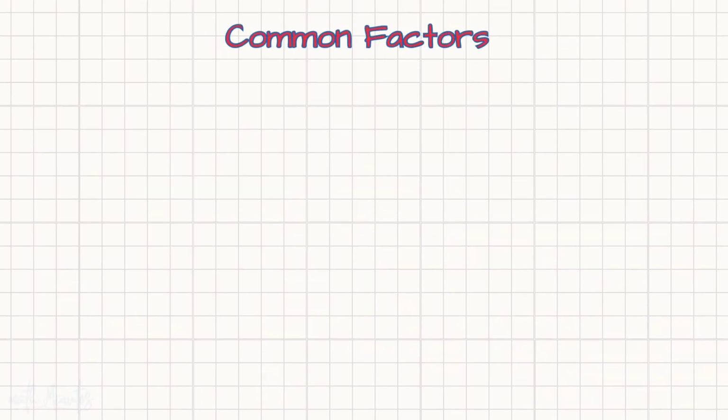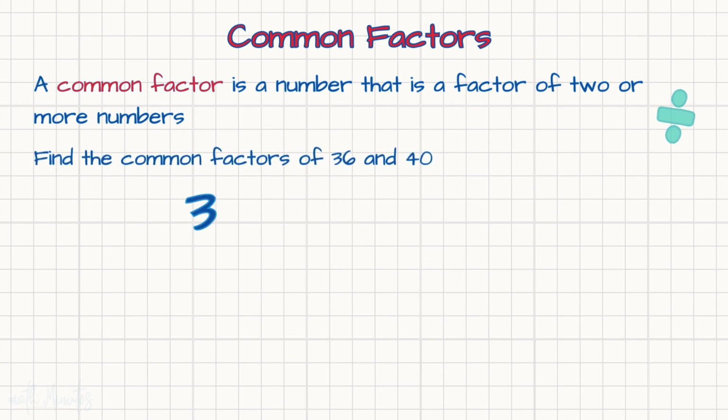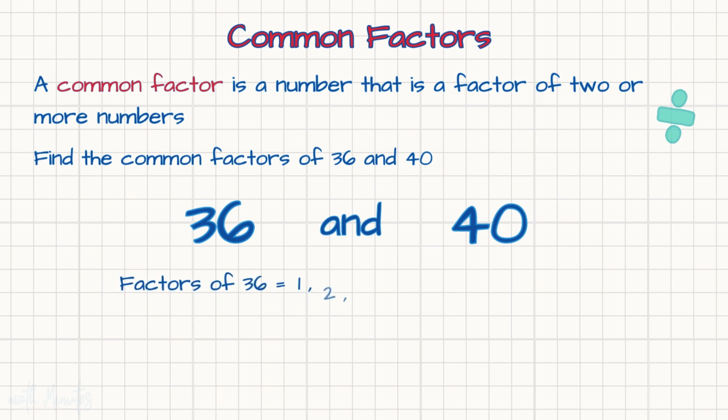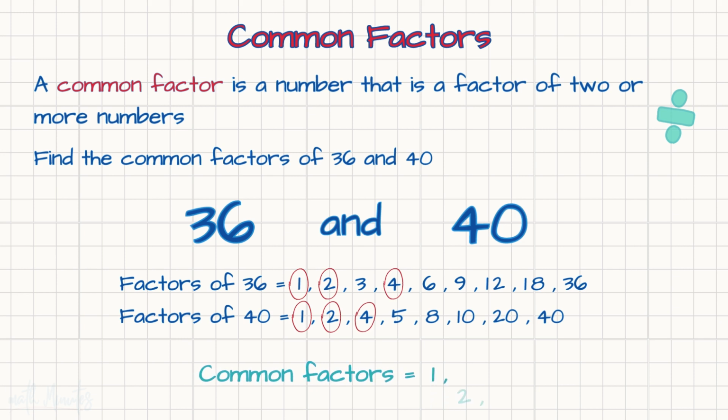Now let's explore the concept of common factors. A common factor is a number that is a factor of two or more given numbers. For instance, let's consider the numbers 36 and 40. The factors of 36 are 1, 2, 3, 4, 6, 9, 12, 18 and 36. The factors of 40 are 1, 2, 4, 5, 8, 10, 20 and 40. The common factors of 36 and 40 are the numbers that appear in both lists, which are 1, 2 and 4. And that's it for this video.